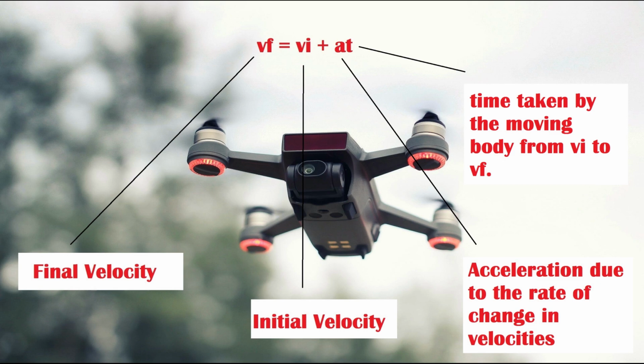Vf is equal to Vi plus At is called the first equation of motion, and these four elements, four features, four phenomena, four characteristics of a moving body are involved in this equation. We will learn how to derive this equation, and then through this formula, we will be able to solve different numerical problems in physics about a moving body.